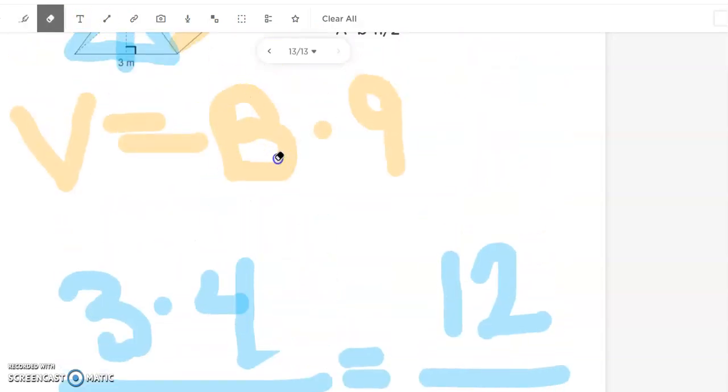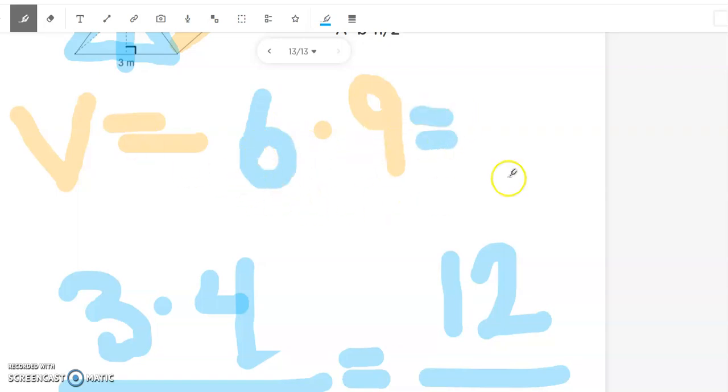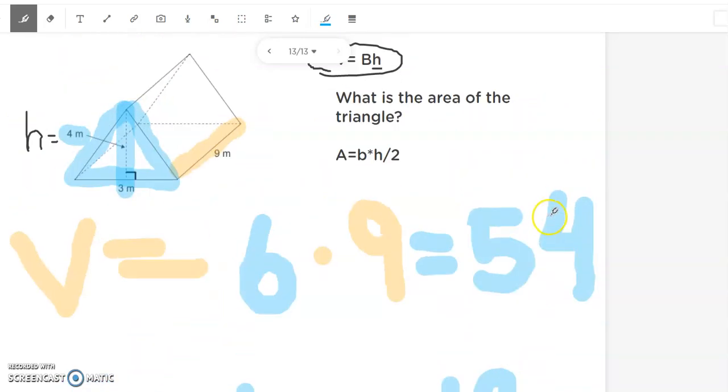So I can erase this. I think. There we go. Erase that and put in my 6. So now I just have my volume equals 6 times 9. 6 times 9 is 54. And then I'm running out of room, but it would be meters cubed.